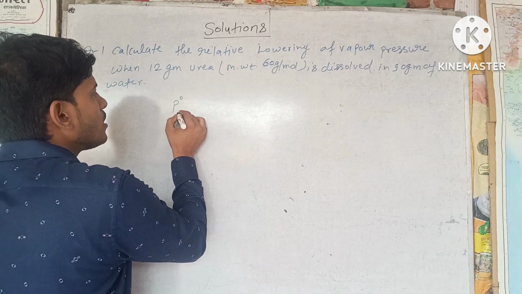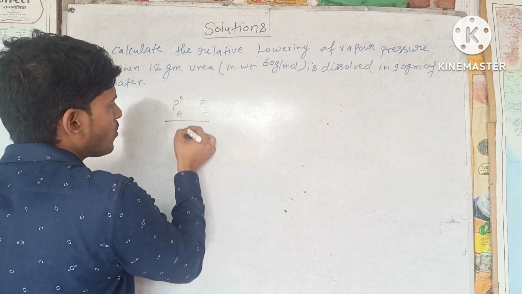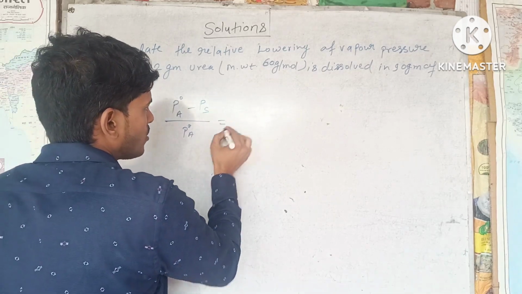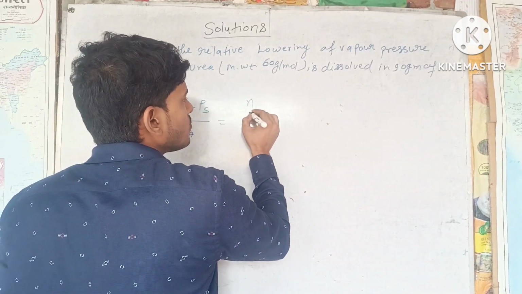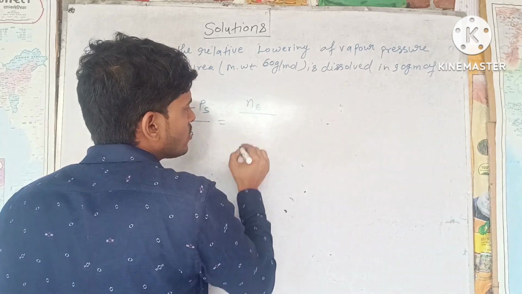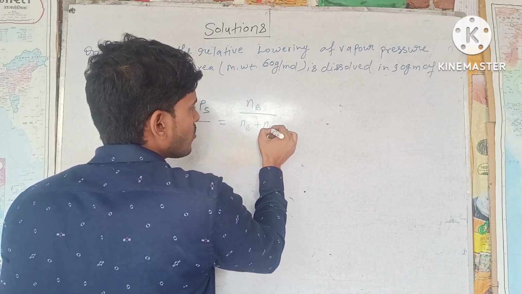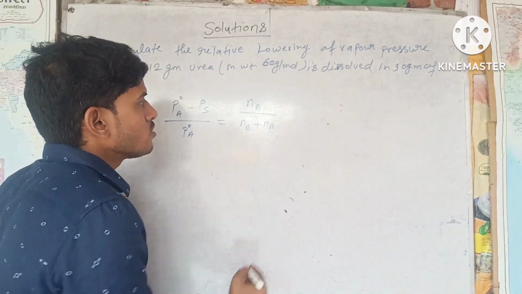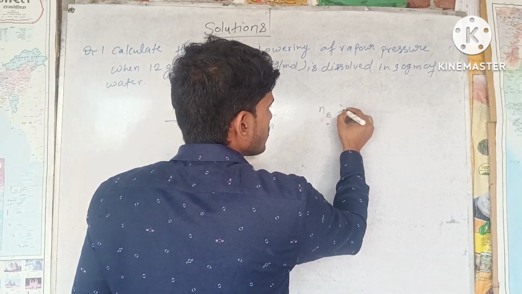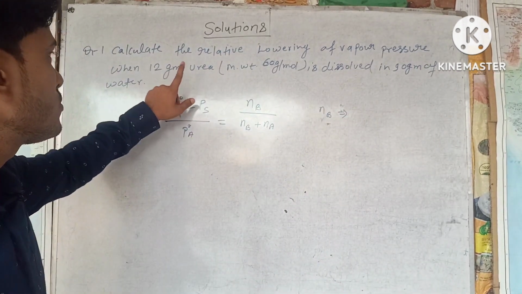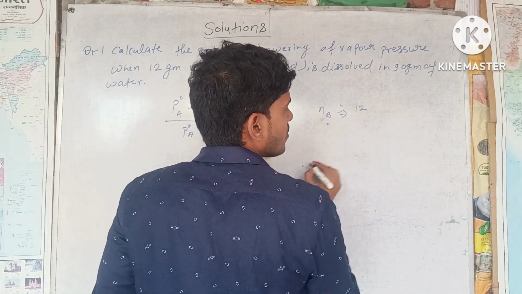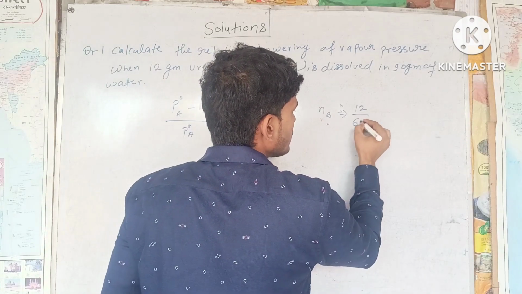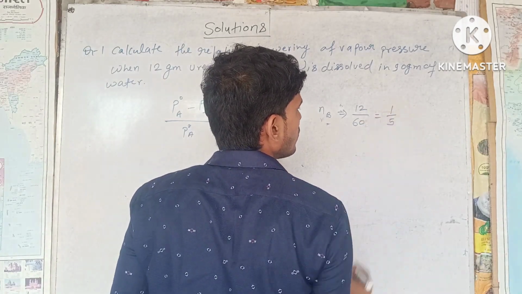P naught A minus Ps upon P naught A. This is the relative lowering of vapor pressure, which is equal to number of moles of solute upon number of moles of solute plus number of moles of solvent. Here B is urea and A is water. Okay, so the number of moles of B equal to, what is the weight of urea? 12 gram. So 12 gram upon, what is the molecular weight of solute, which is 60 gram. So 1 by 5 moles.